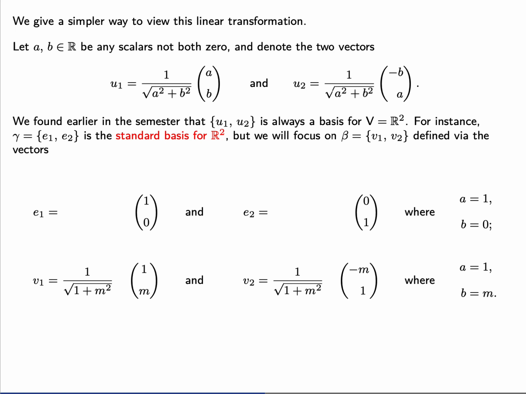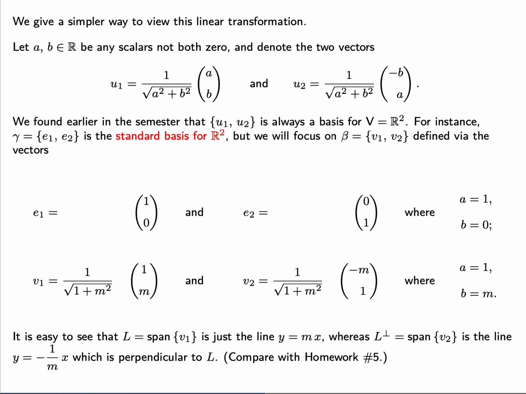For example, we can recover the standard basis e1, e2 by setting A equal to 1 and B equal to 0, but we're going to focus on our basis beta in terms of the vectors v1 and v2 by setting A equal to 1 and B equal to m. We define this so that the span of v1 is just the line y equals mx. That is, v1 tells us the direction of the line y equals mx. However, the span of v2 is actually the line y equals negative 1 over m x, which is just the line perpendicular to L. We actually saw all of this before on our previous homework set.